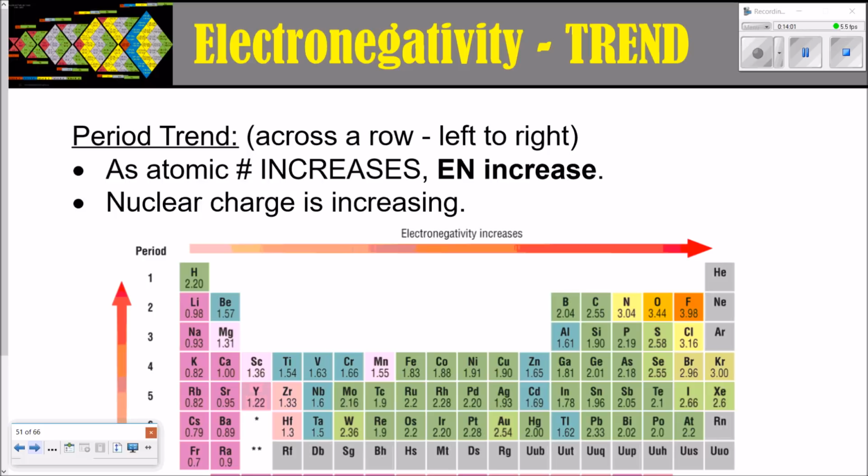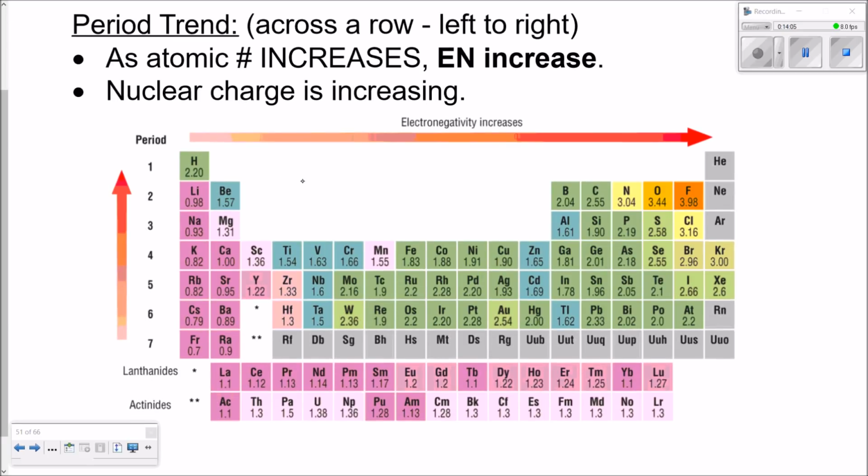If you're looking at electronegativity across the period, as you increase your atomic number and move left to right across the period, the electronegativity is going to increase. That means your nuclear charge is also going to increase, because as you go across and add protons, it's going to hold on to those electrons. When you bond any of these atoms, typically on the right-hand side of the periodic table, with something else, they are going to have more pull on the electrons in the bond than the other atom that they are bonded with.